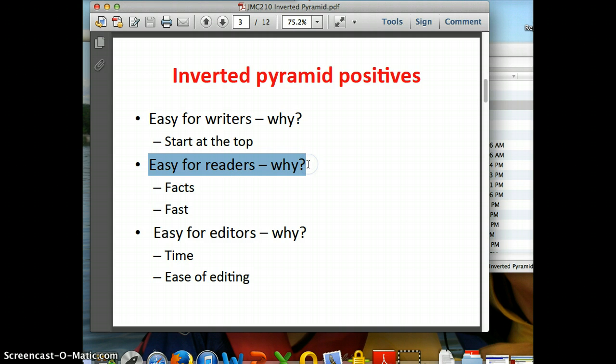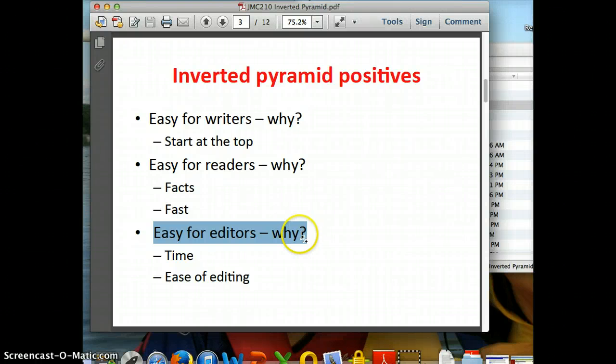It's easy for readers because if they're in a hurry, all they have to do is read the first few paragraphs and then they get everything they need. If they really want to read the rest of the story, they can, but they don't have to, and they're not going to miss anything important. And it's easy for editors. If editors are on deadline and they have to cut the story, they can just cut it from the bottom. Very easy. If a story is not written in inverted pyramid, you cannot just cut it from the bottom. But with inverted pyramid, you can cut it from the bottom. So it's a really great way to tell stories.